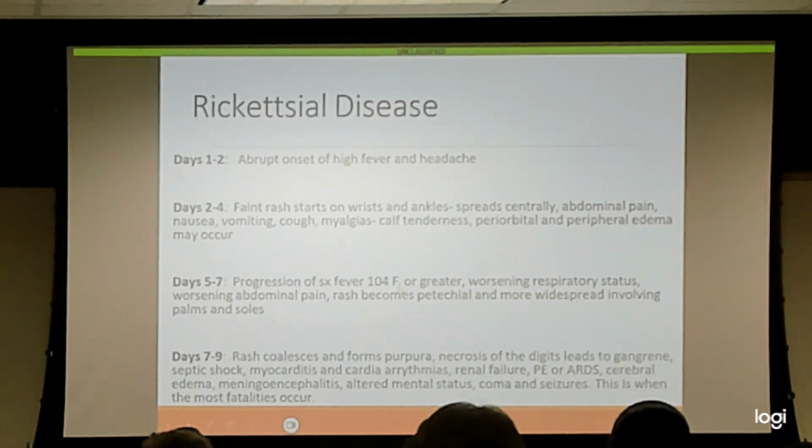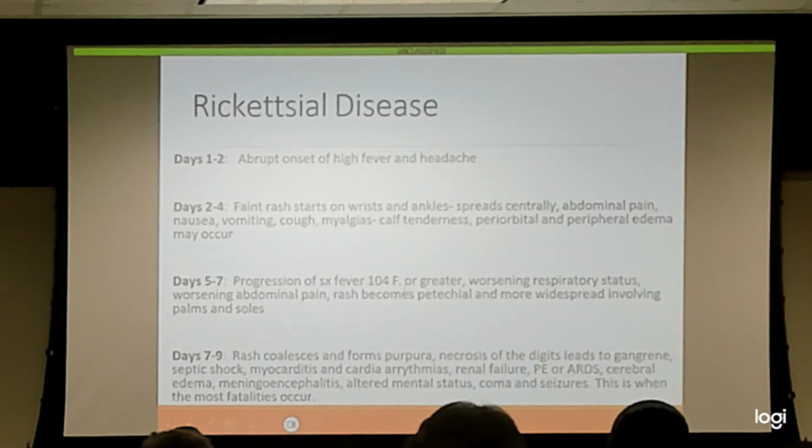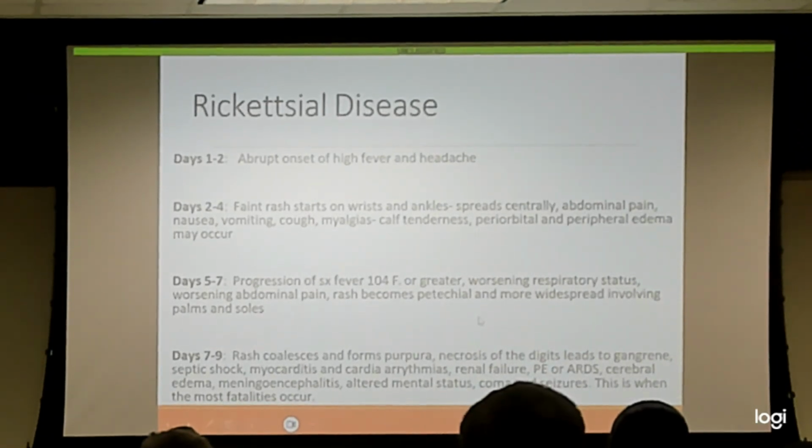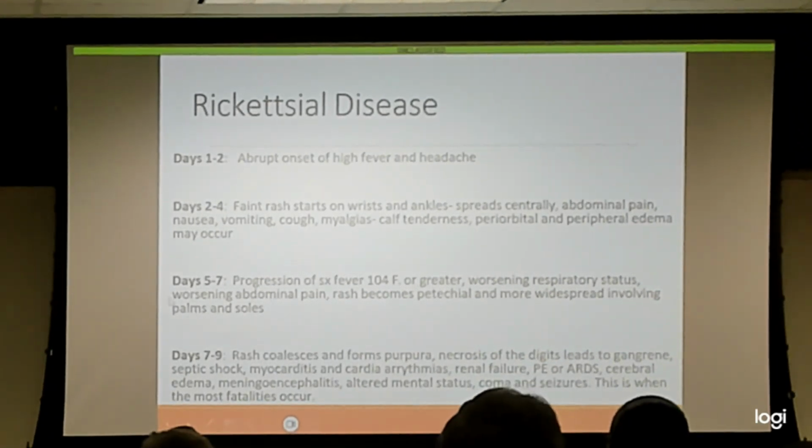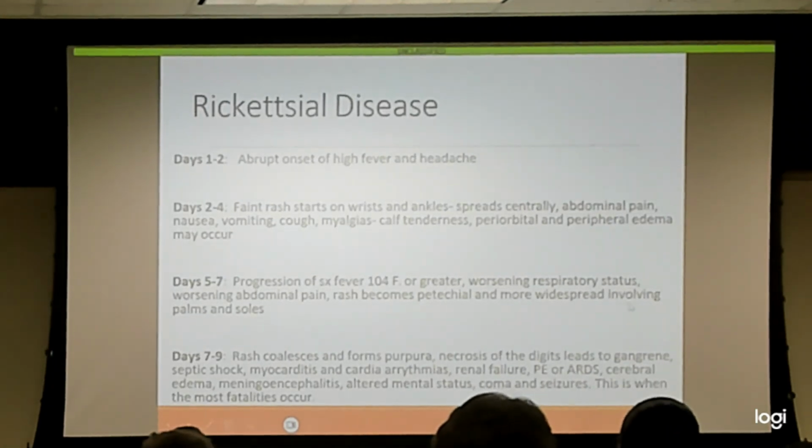And this is where we get the name Rocky Mountain Spotted Fever, because a lot of these petechiae look like spots across your body. And the other piece you need to highlight here is your palms and soles. Okay, widespread involving palms and soles. So you're going to get the wrist and ankle rash first, and then it's going to spread to the palms and soles and central.